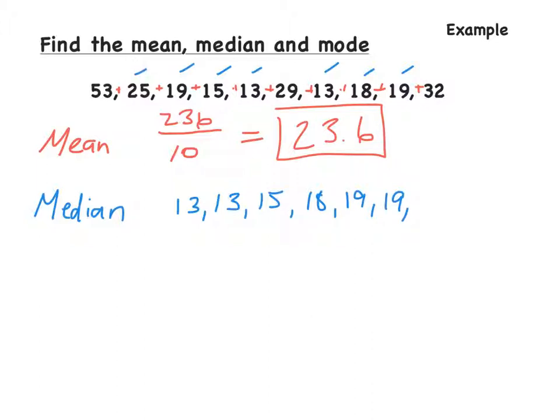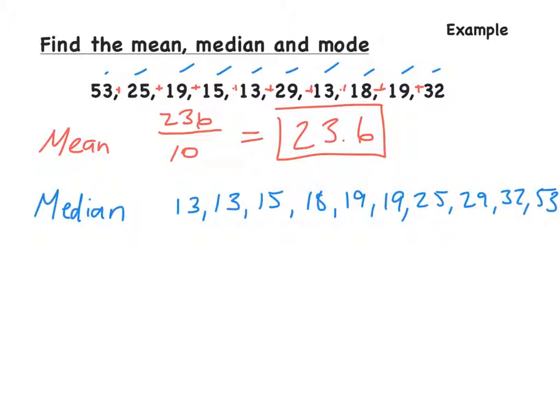Then 25, 29, 32, and 53. That might be a little time consuming, and you might need to move some numbers around just to make sure that everything is in order. Make sure that you do not skip a number. You must get every single number. Whenever I see some wrong answers, somebody has forgotten a number.